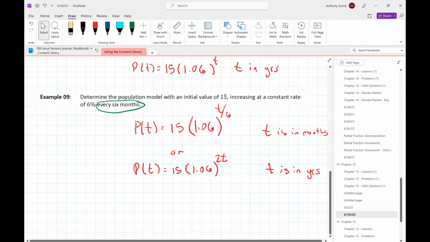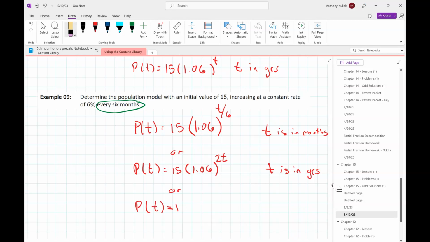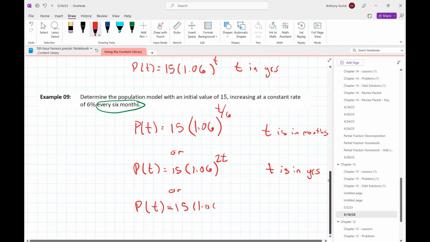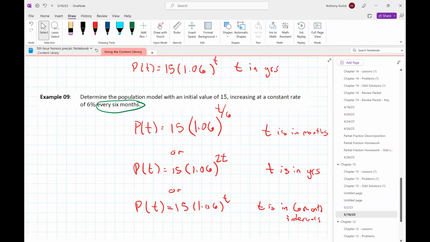Or it's not wrong to just write, that's supposed to be a 5. That's a pretty crummy looking 5. And you could do something like that and just say t is in 6-month intervals. Any way of writing this is okay as long as you're declaring what t is and you're making your adjustments to fit the unit of time that you've chosen.